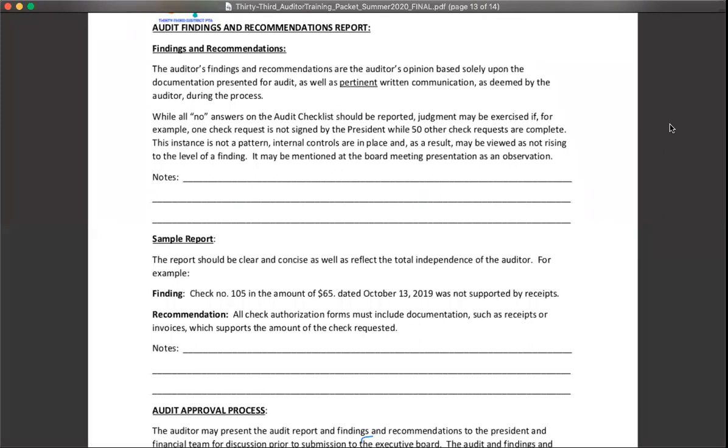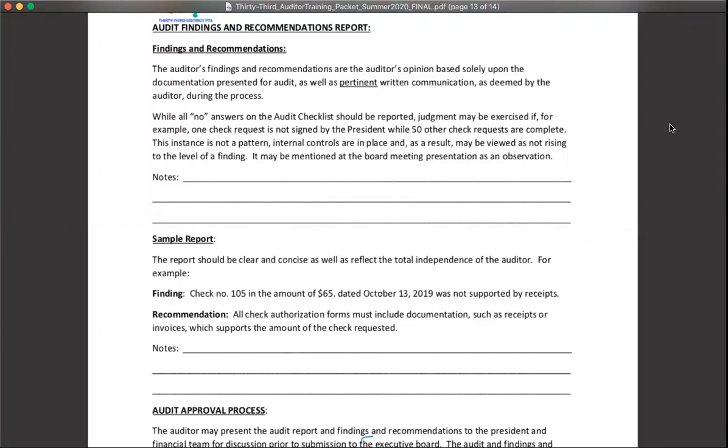Your opinion, and that's what it is, the auditor's opinion, should be based solely on the documentation that's presented to you or the lack of documentation that's not given to you. And again, judgment could be exercised. For example, it says all check requests have to have receipts. And while you may say no, you may say, well, it was just one or two, so it's probably not finding worthy.